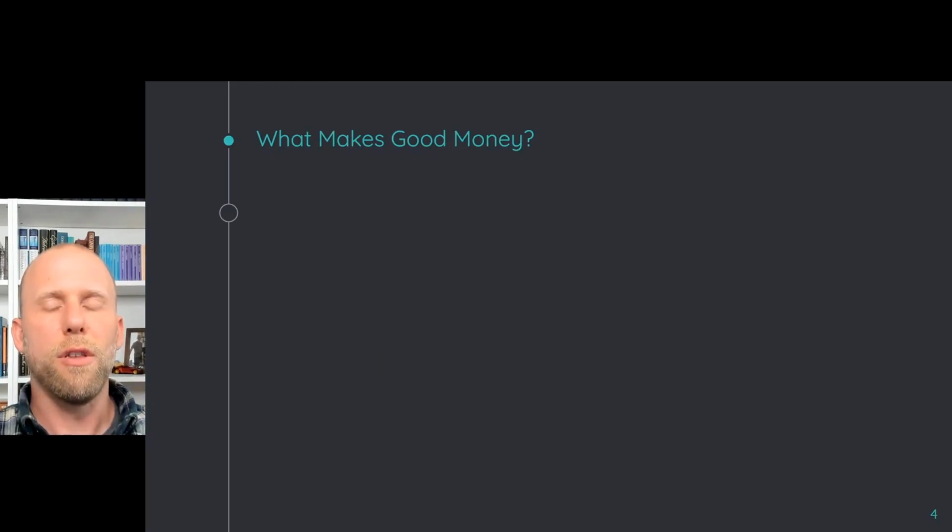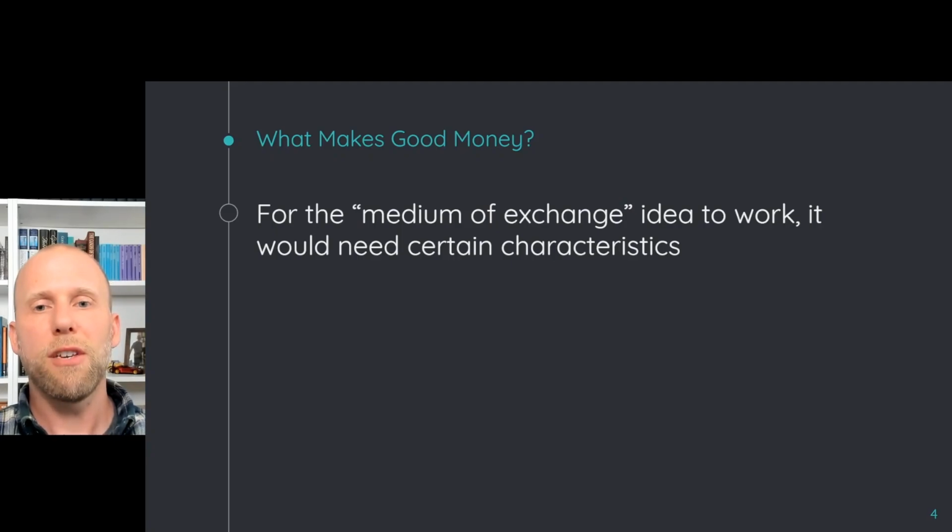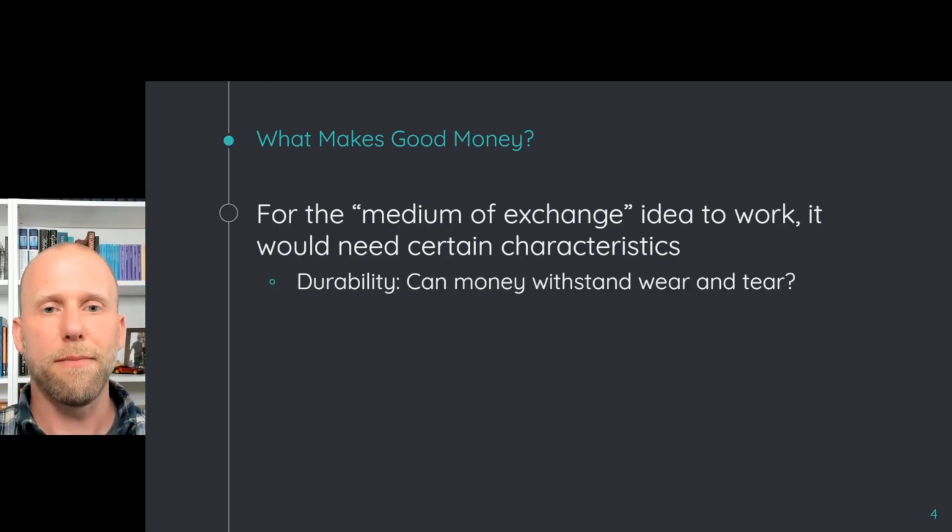So we're going to call this medium of exchange in society a money. That's how we're going to define it. And if you think about what you would need for that medium of exchange to work well, you can start to think of certain characteristics that medium of exchange item would have to have in order to help replace and improve the barter system that exists from the beginning. So for the medium of exchange idea to work, it would need certain characteristics. This medium would have to have certain things about it.